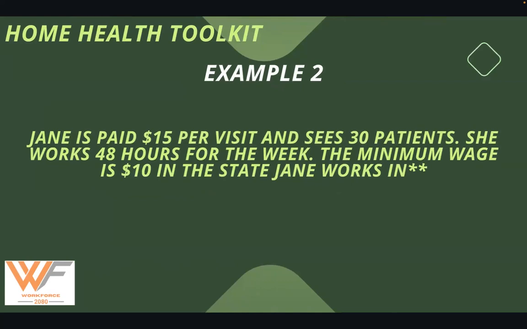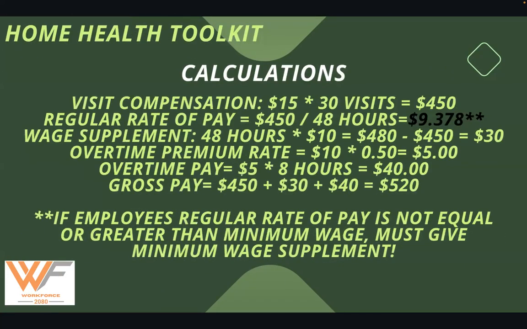Now, in this next example, let's say Jane is paid $15 per visit and she sees 30 patients. She works 48 hours for the week. This is not too uncommon. This happens a lot, and as a matter of fact, I have seen this multiple times in reported items. The minimum wage in this state is $10 an hour. So let's break this down. Her visit compensation is simple. $15 per visit times 30 visits is $450.